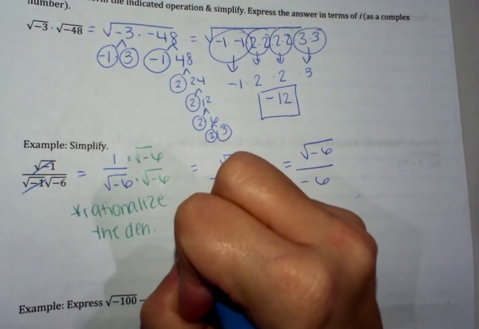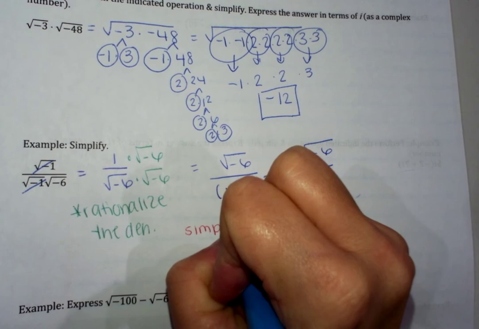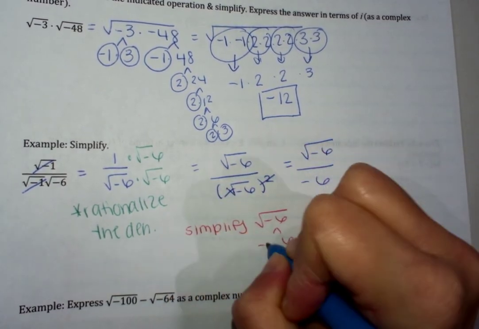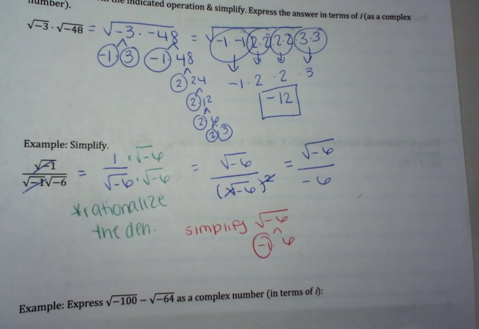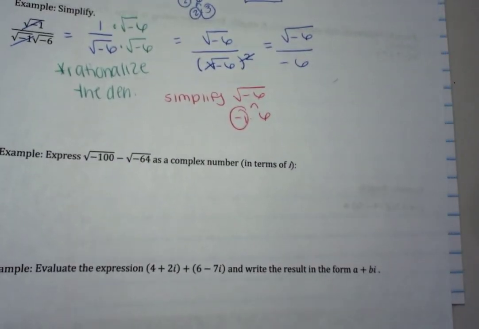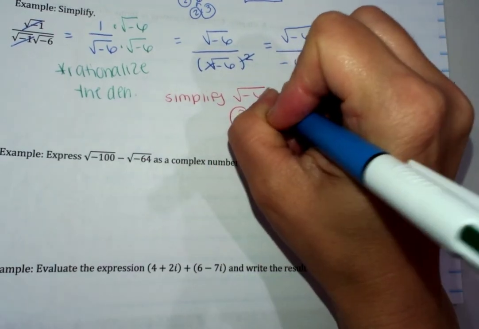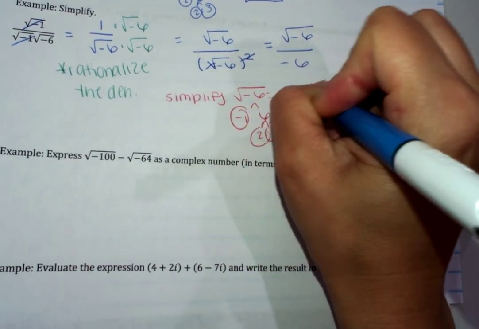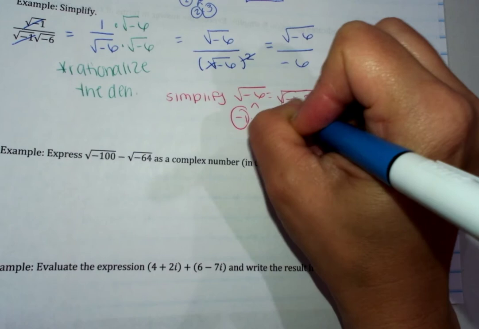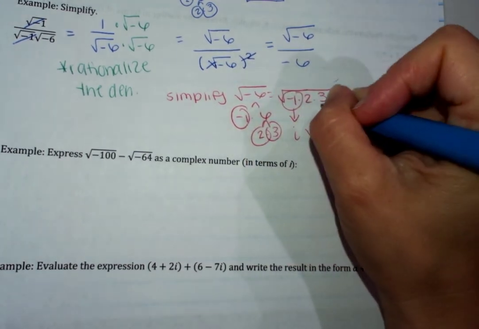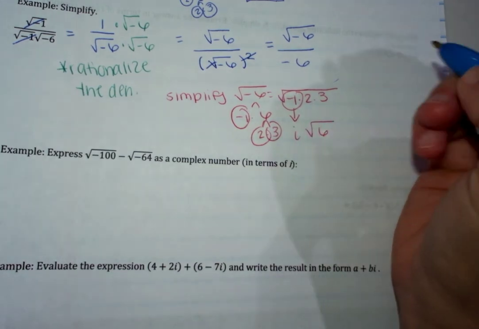Side note, simplifying the square root of -6, I have -1 times 6. -1's our special case, so it'll get circled. 6 is 2 times 3. So I have the square root of -1 times 2 times 3. The square root of -1 is our special case. That's going to come out as i. But underneath the radical, I still have 2 times 3, which is 6.